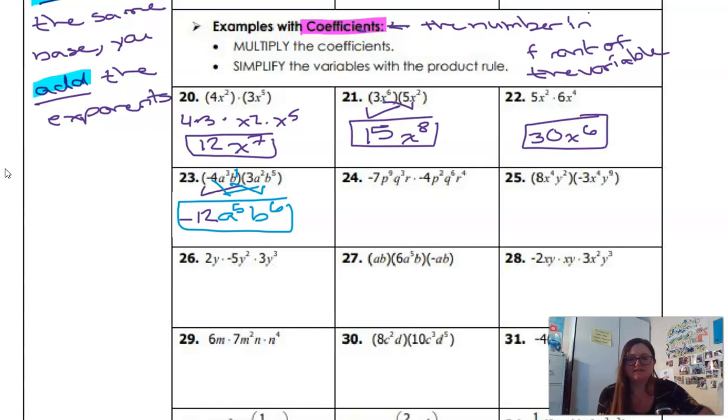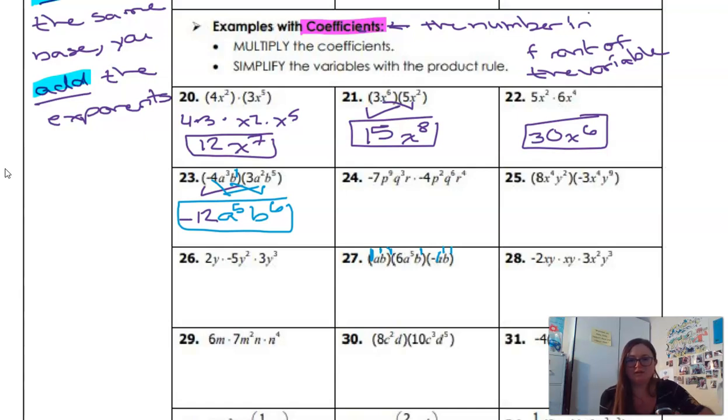Okay, so 27 has not a lot of numbers. You've got this 6, but then most everything else is just A's and B's. So what you have to do, I feel like the best way to start number 27, is add your invisible ones. This AB would have an invisible 1 in front of it. And then the A would have an invisible 1 as an exponent, and so would the B. And then here we've got 6, A to the fifth, B to the first power. And then negative AB is really -1, A to the first, B to the first.